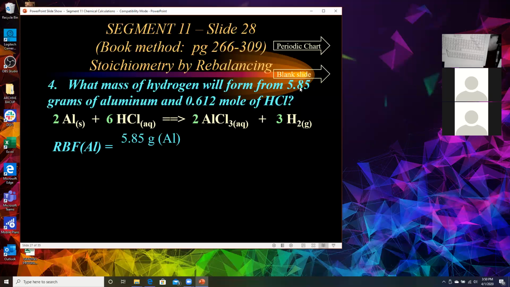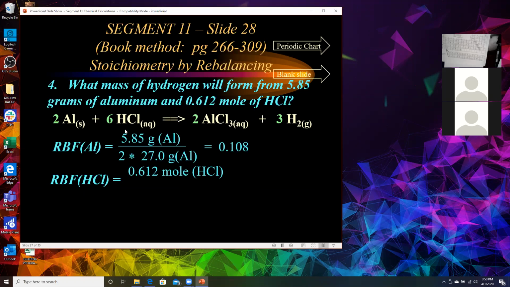I had 5.85 grams of aluminum. The equation is showing 2 times 27. Don't forget that. If we're doing grams, we have to multiply by the atomic weight. My rebalancing factor on aluminum is 0.108. We've also got a rebalancing factor for hydrochloric acid. I had 0.612 moles of hydrochloric acid. The equation is showing 6 moles of hydrochloric acid. Divide that out, you get 0.102.